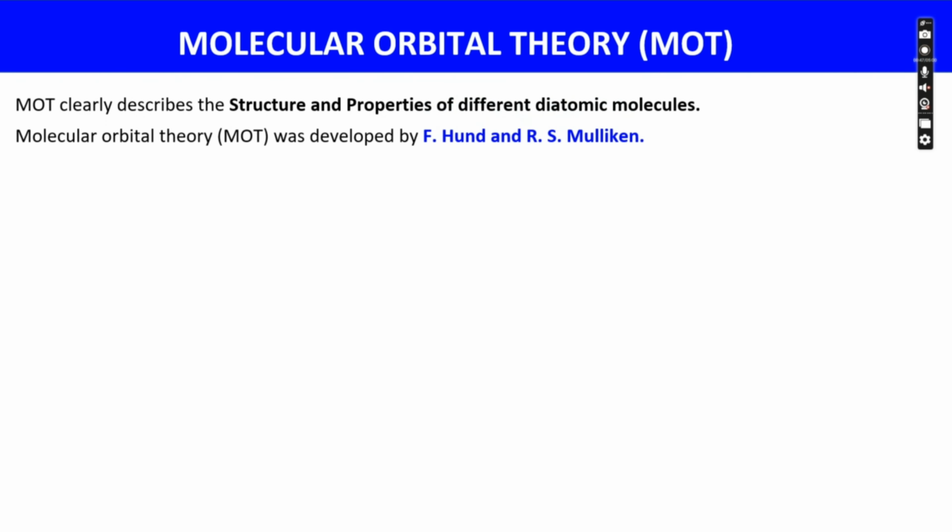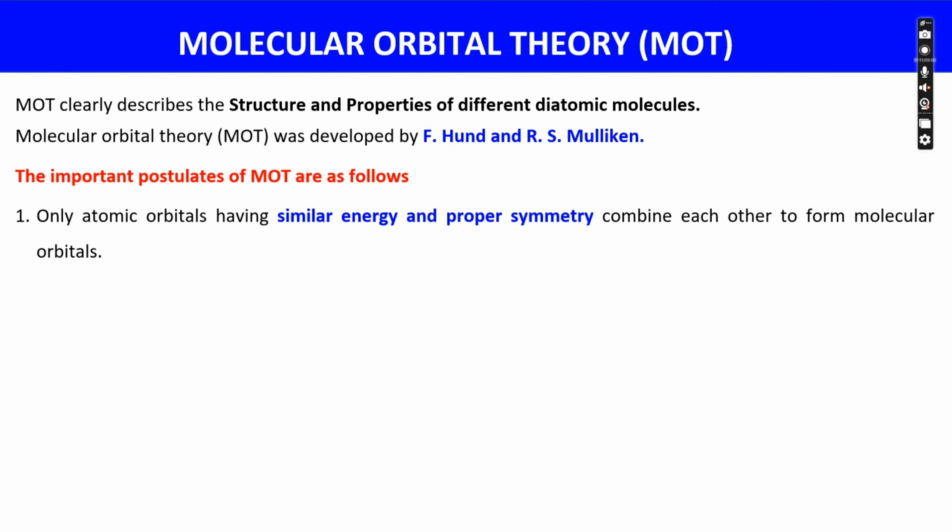This theory was proposed by F. Hund and R.S. Mulliken. Hund and Mulliken proposed this theory. So what kind of postulates are there in this theory, meaning what kind of atomic orbitals will combine with each other to form molecular orbitals. Then what kind of molecular orbitals are formed, whether they have the same energy, and what the bond order and magnetic property are, everything we'll see in detail.